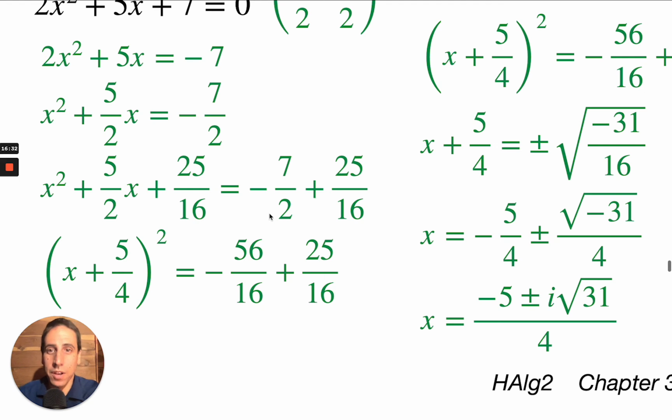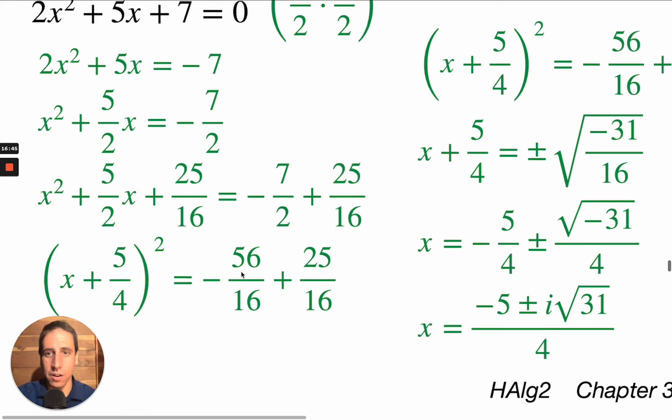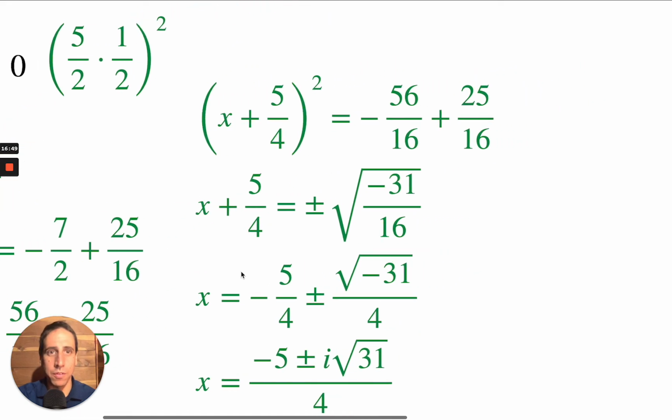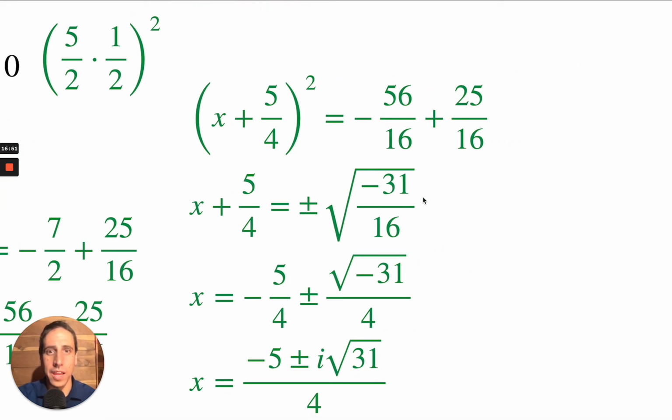In order to get common denominators, we need to multiply the numerator and the denominator by 8. We get negative 56 over 16. There's nothing simple or convenient about this. This is as hard as it gets, y'all. Completing the square isn't going to be any harder. And so negative 56 plus positive 25 is going to give you negative 31.